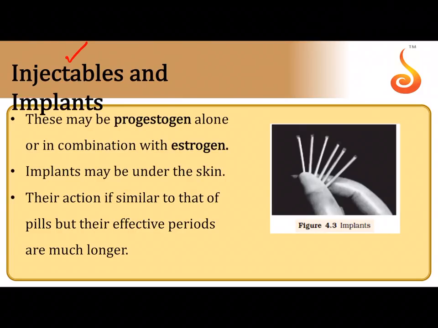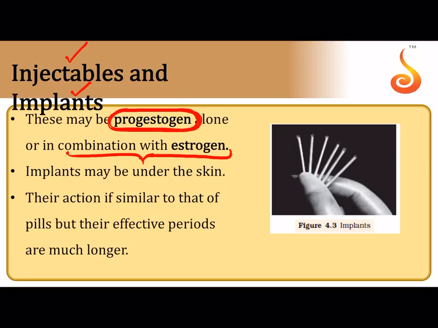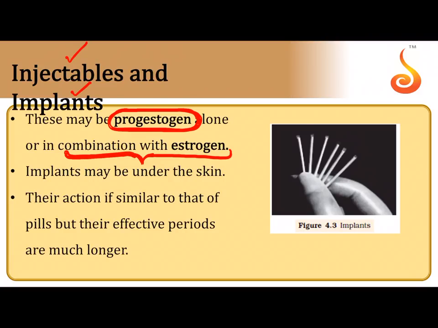Injectables and implants also come under pharmacological methods because they also release chemicals. They mostly contain progestogen alone, but it may also be in combination with estrogen. If it is an injection, mostly it is a combination of estrogen, but if it is an implant, it is mostly progesterone alone. Progestogen is synthetic progesterone.